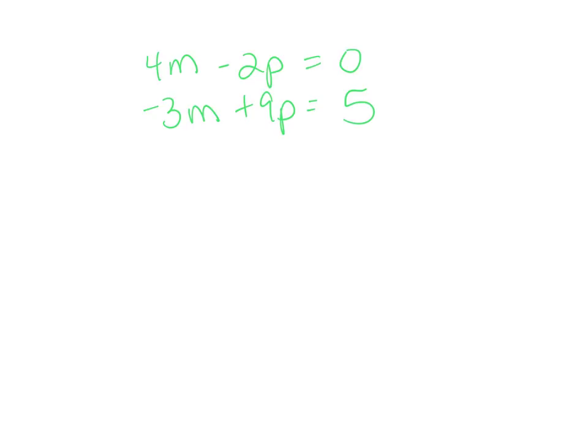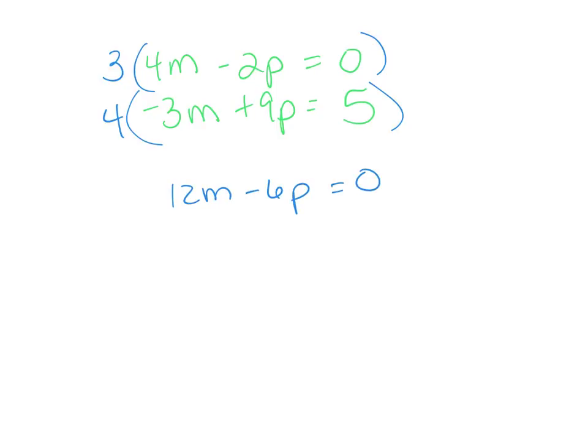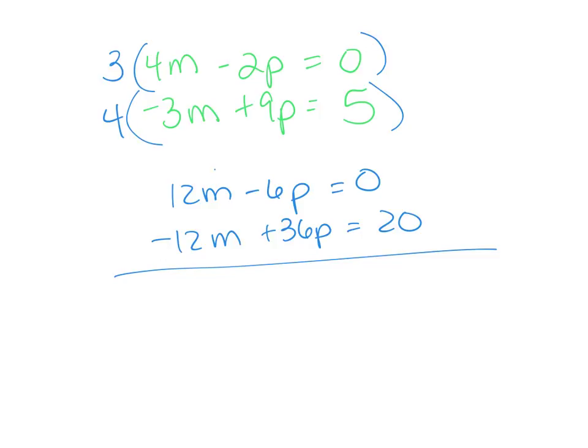So no, you can't do that. But you can eliminate, you want to eliminate the m's. We can multiply this guy by a 3 and we'll get a 12, and this by a 4 and we'll get a -12. You see that? So now we have 12m minus 6p equals 0, and negative 12m plus 36p equals 20. So the m's now are opposites of each other, so we can eliminate the m's, and we get 30p equals 20, divide by 30, and p equals 2/3.